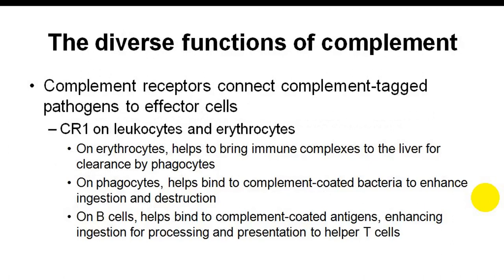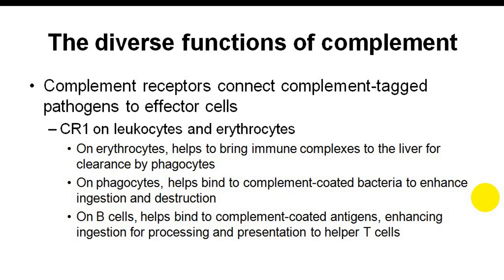Some of the diverse functions of complement: complement receptors connect complement-tagged pathogen to effector cells. You have CR1 on leukocytes and erythrocytes. I will go in a diagrammatic way. On erythrocytes, it helps to bring the immune complexes to the liver for clearance by phagocytosis. On phagocytes, it helps to bind the complement-coated bacteria to enhance ingestion. On B cells, it helps to bind complement-coated antigen, thus enhancing the ingestion for processing and presentation to helper T cells.